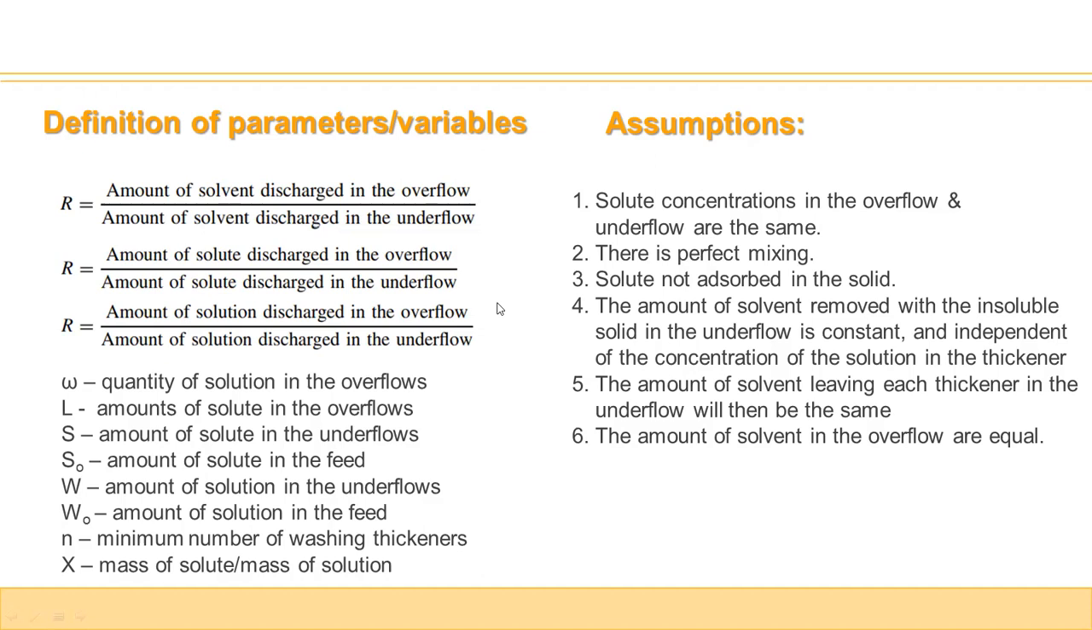Now, the capital W is the amount of solution in the underflows. So, the amount of solution that went with your inert insoluble solid in your slurry, and they are present in the underflow. You need to affix as well the subscript here based on the particular thickener where this underflow lives. And then capital W sub O is the amount of solution in the feed. Small letter N is the minimum number of washings, which refers also to the number of thickeners to be used.